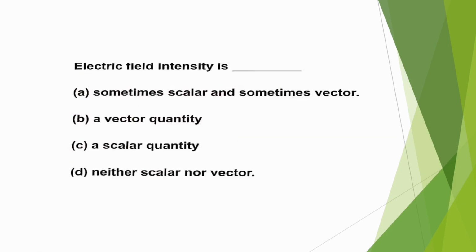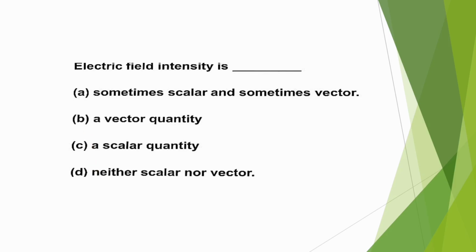The next question is what? Electric field intensity is: A, sometimes scalar, sometimes vector; B, a vector quantity; C, a scalar quantity; D, neither scalar nor vector.